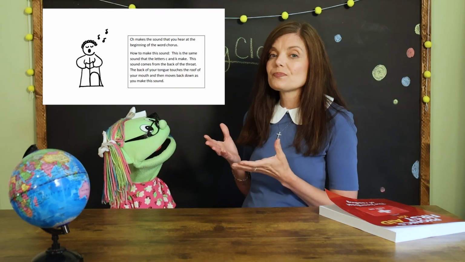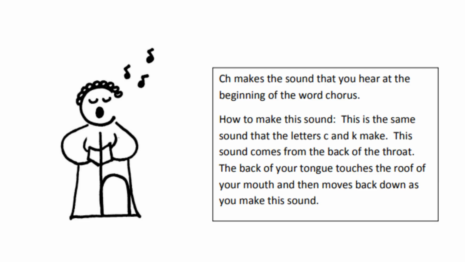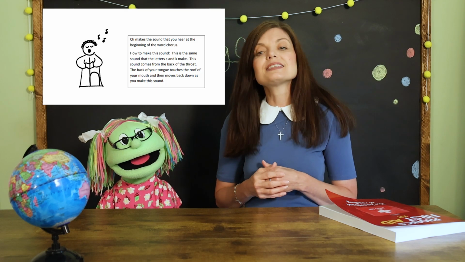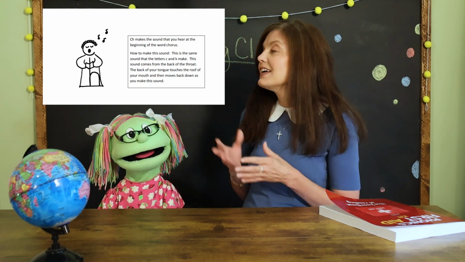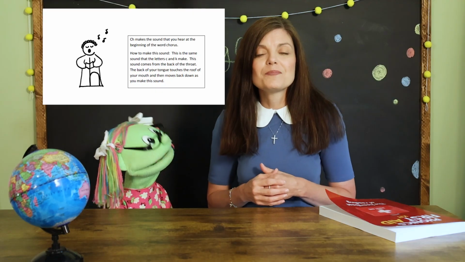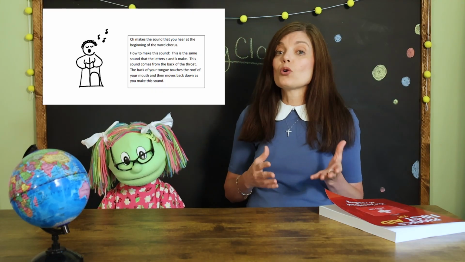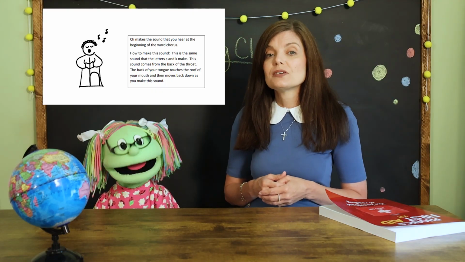Sue, CH can make another sound. Yes, 3 sounds. Can you find the hidden CH in this picture? Here's the C, it's her head, and there's the H. CH can make the sound that you hear at the beginning of the word chorus. It looks like she's in the choir. Choir and chorus both start with CH.